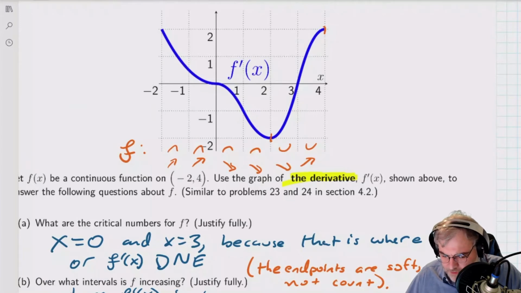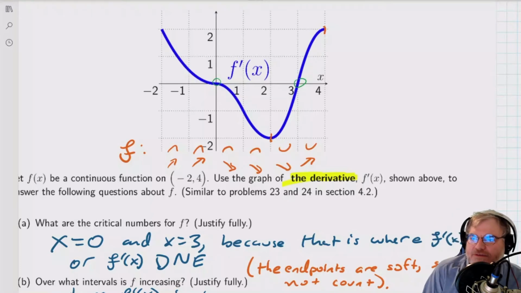Okay, so what are the critical numbers for f? Not f prime. For f, they are where f prime of x equals 0 or f prime of x does not exist. So this is f prime. F prime exists everywhere on this graph, but right there and right there are my critical numbers. Okay. All right, so how do we feel about that? So this is critical numbers.